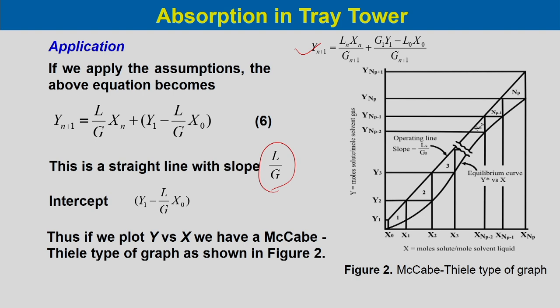And thus, if we plot y versus x, we have a McCabe Thiele type of graph as shown in the figure over here. So, we have the equilibrium curve, this one is the equilibrium curve, and this slope is either L s by G s or essentially we can call it L by G. With this slope, we have this operating line. This is the operating line equation.